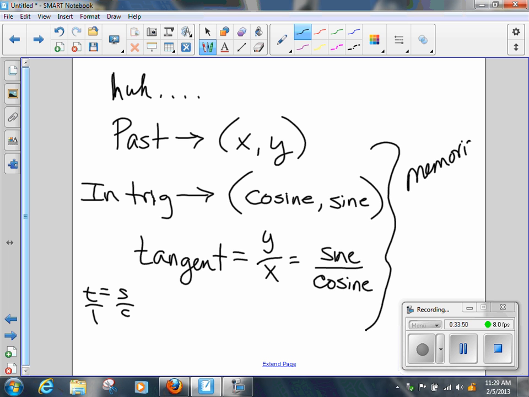This will not be on any card. You have to memorize that your ordered pairs are now cosine, sine, and tangent is sine divided by cosine. But wait, there's more.